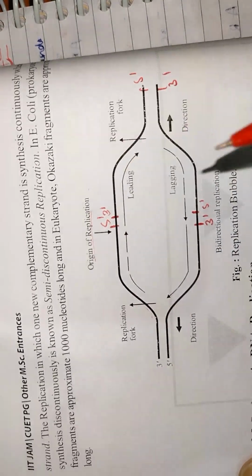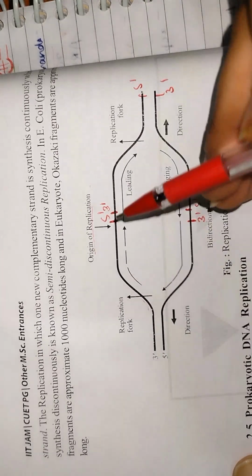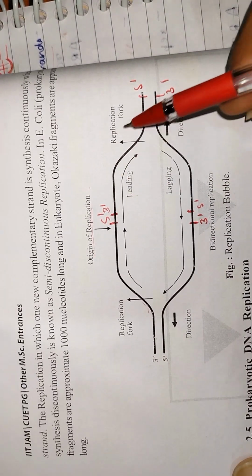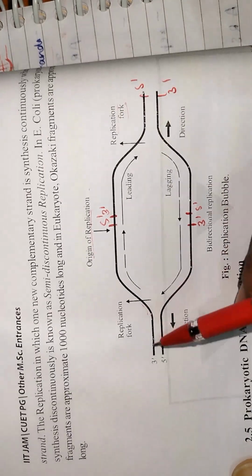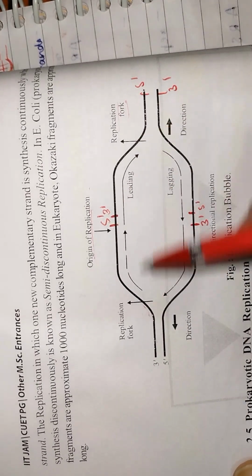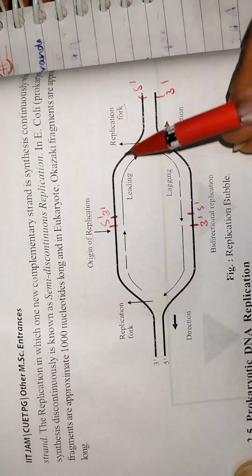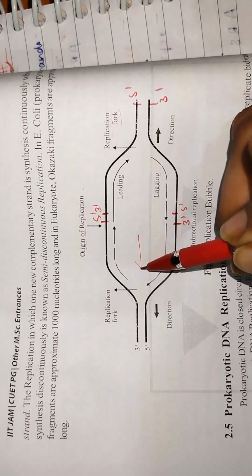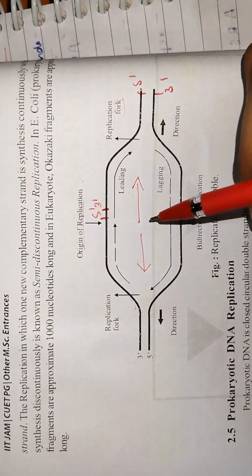In this, as we can see, there are two fork-like structures which are present, and these are called replication forks. So in one replication bubble, two replication forks are present, one this one and one this one. So the replication will proceed in two directions, one in this direction and another in this direction. So the DNA replication is bidirectional.